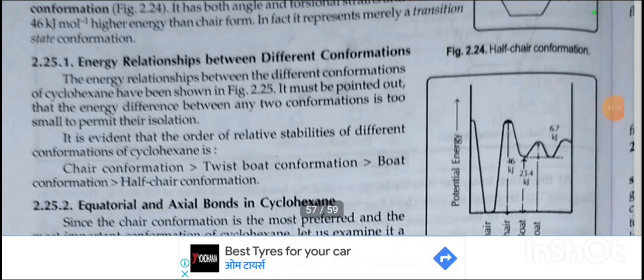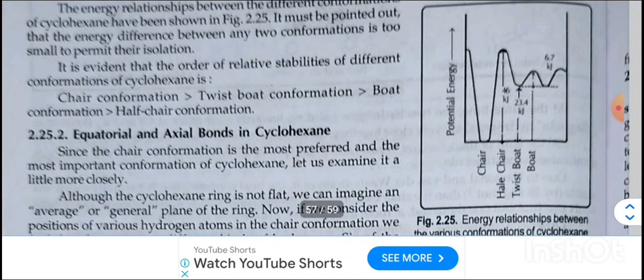Energy relationship between different conformations. The energy relationship between different conformations of cyclohexane has been shown. It must be pointed out that the energy difference between two conformations is too small to permit their isolation. It is evident that the order of stability of different conformations of cyclohexane is chair conformation, twist boat, boat conformation, half chair conformation.